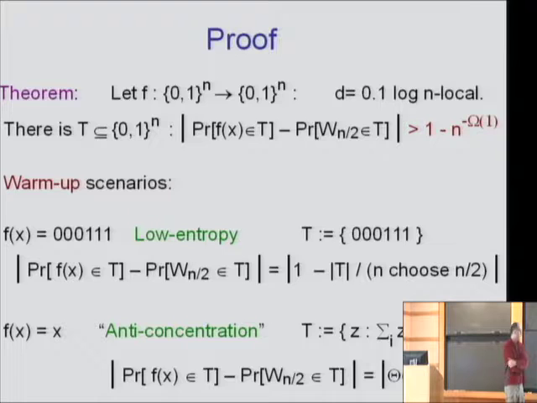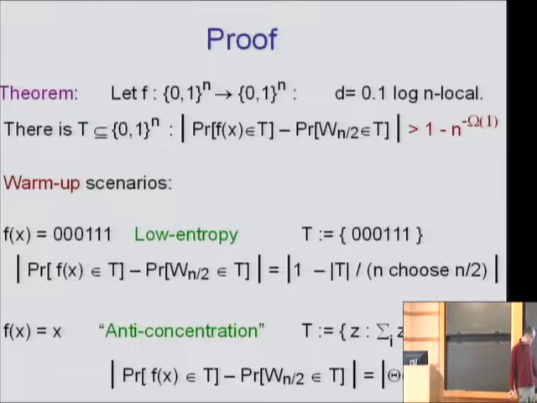Okay, let's consider a couple of warm-up scenarios. The first one is the one in which my function is a constant function which always outputs 0, 0, 0, 1, 1, 1. I'm going to call this the low entropy setting because the function has low entropy indeed. And here a test which works is just the support of the function. So the function always falls in the test, and this distribution W sub n over 2 has high entropy, so it's unlikely to fall in T. Done.